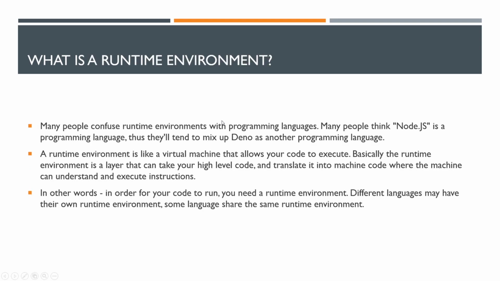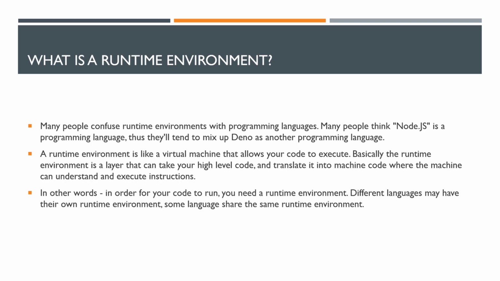So let's talk about what a runtime environment is, because a lot of people tend to think runtime environments are programming languages, like they kind of mix the terminologies up, but let's clarify that in this slide. A lot of people think Node.js is a programming language, and some people might think Deno is a programming language. They're not programming languages. A runtime environment is like a virtual machine that allows your code to execute. Basically, it's just a layer that takes your high-level code, for example your JavaScript code, Python, Java, etc., and it interprets it and translates it down into machine code where your computer can actually understand and execute those instructions. You don't have to worry so much about all of this low-level stuff.